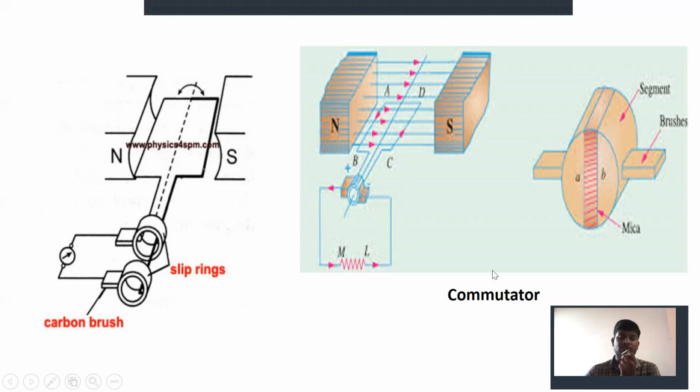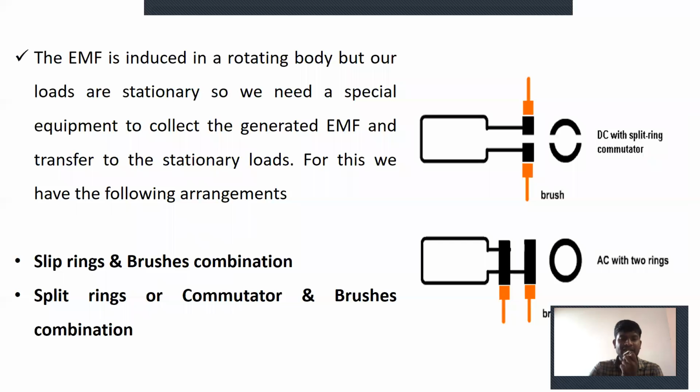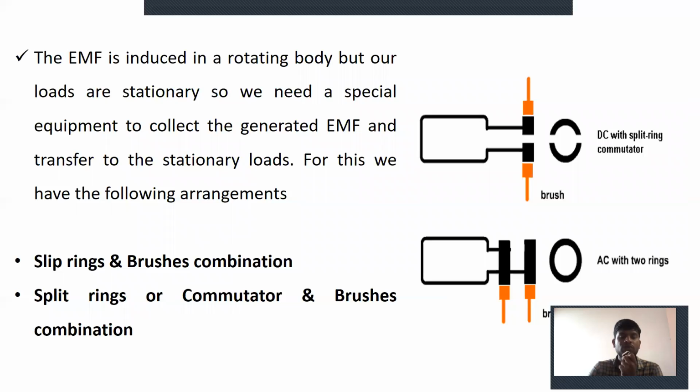So this is the process. Finally we are getting the induced EMF. The alternating induced EMF in the armature is collected by the commutator, which is nothing but slip rings. The commutator converts the alternating quantity into a direct quantity, and the brushes collect the currents from the commutator.